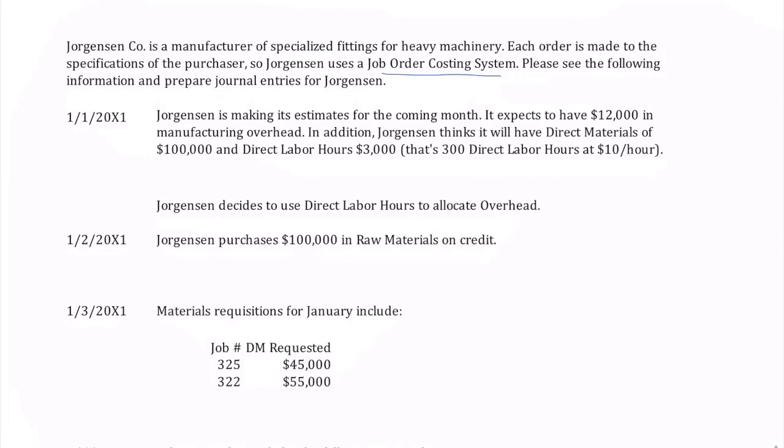On the 1st, Jorgensen makes its estimates for the coming month. It expects to have $12,000 in manufacturing overhead. It expects to have $100,000 in materials, $3,000 in direct labor costs. So that's 300 hours at $10 per hour. And that's not exactly clear how I have that written there. They decide to use direct labor hours to allocate overhead.